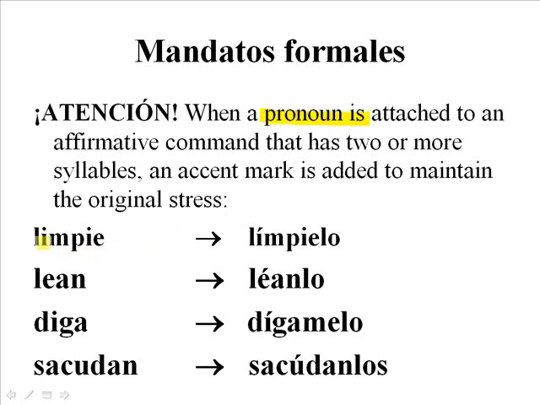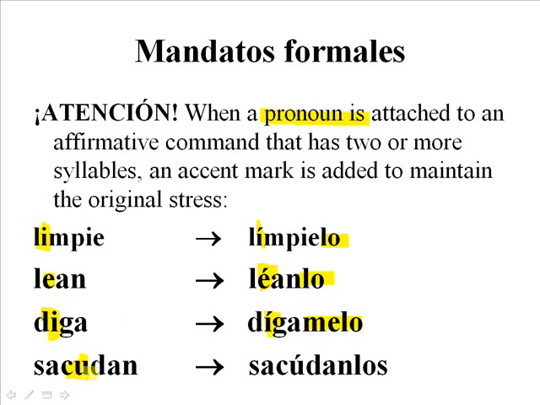Limpie, where does the stress go naturally? I. So, when we put limpielo, with the lo, we need to put an accent over that I. Límpielo. Lean, the stress naturally goes on the E. When we add the lo, léanlo. Diga, the stress naturally goes on that I. Dígamelo. When we add the pronouns, we need to leave it on the I. Dígamelo.